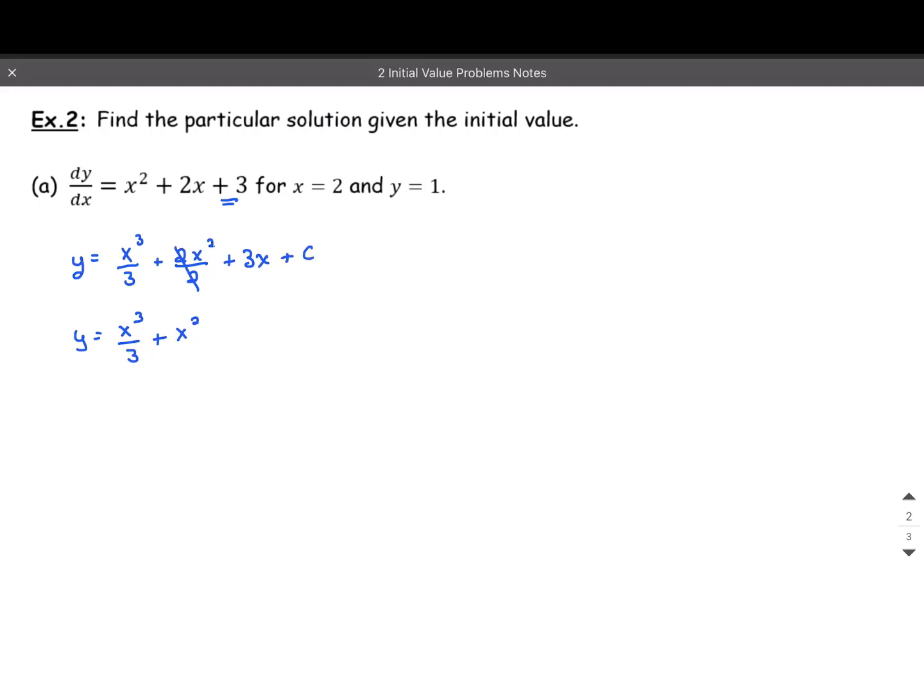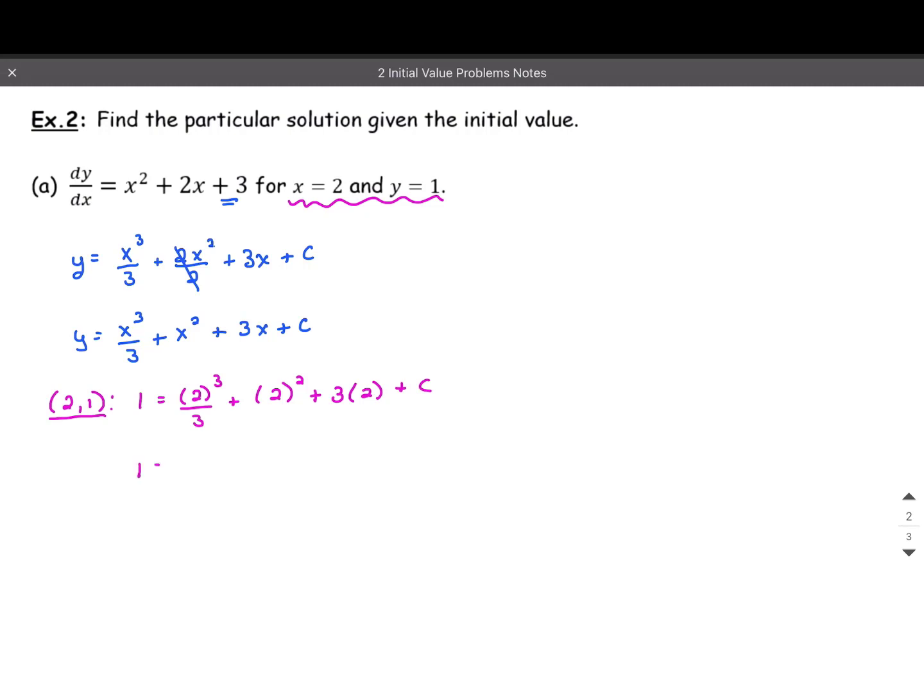We're not going to forget our constant. Now we have our general solution. But we're going to take our general solution and plug in these values. We know that when x is 2, y has to be 1. So we're going to substitute in here. The y is 1, the x is 2, and we have to cube that over 3, plus the x is 2, and we're going to square that, plus 3 times the x is 2, plus our constant c.